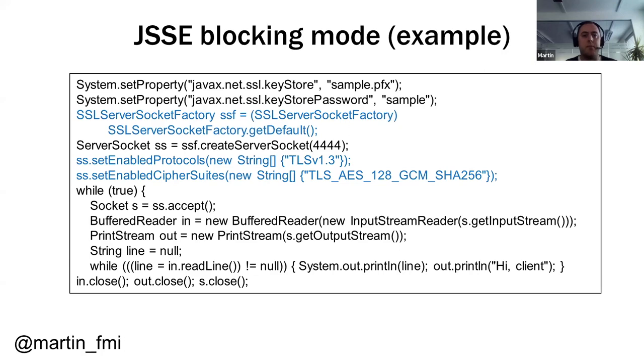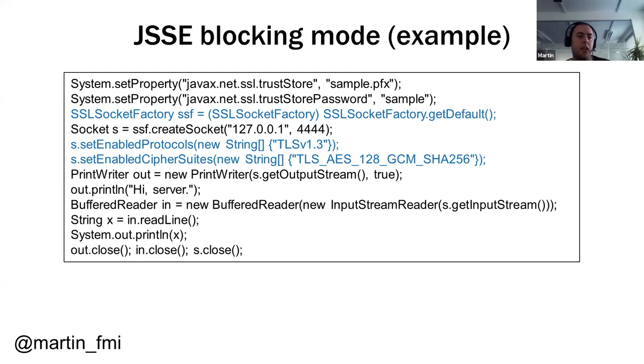And this is how an SSL client might look like. Using two properties, you set the trust store and the trust store password. The trust store allows the client to specify the certificate authorities it uses for public certificate validation of the certificate that's provided by the TLS server. Then we again use an SSLSocketFactory instance to create the client SSL socket. We create the client SSL socket on port 4444. And again, we specify that the client will be using TLS 1.3 with a corresponding cryptographic cipher. Then we create a PrintWriter to print something to the SSL server and write back the response received from the server. So that's a very basic TLS client implementation in JDK.